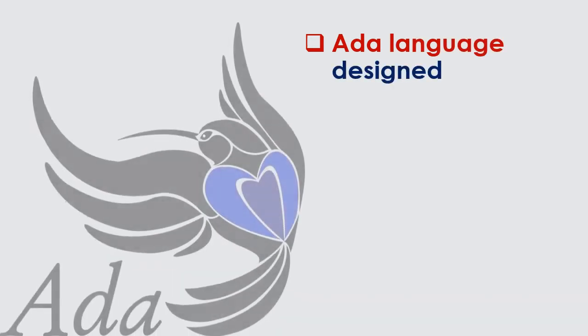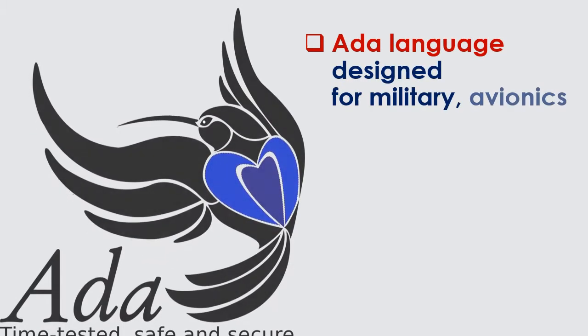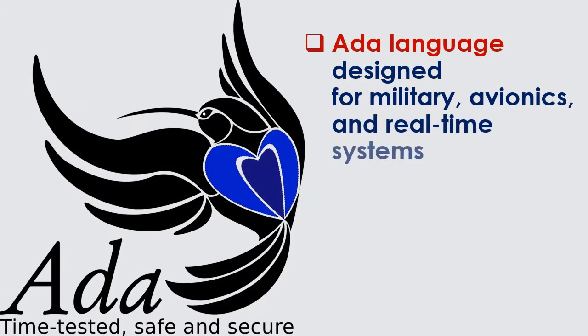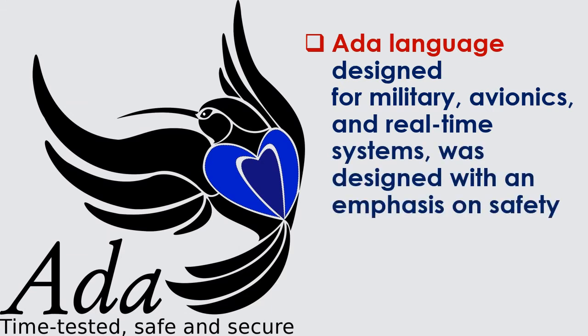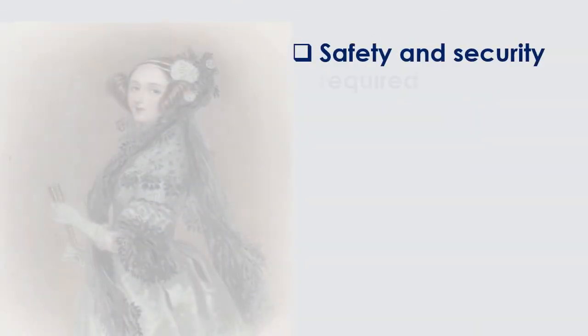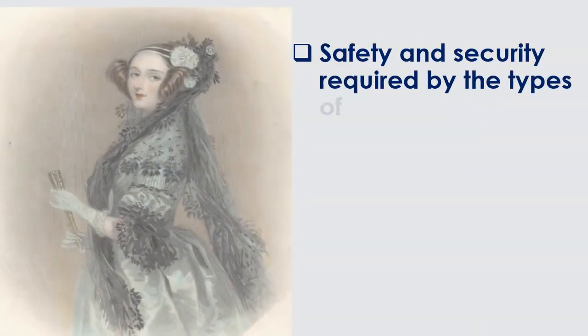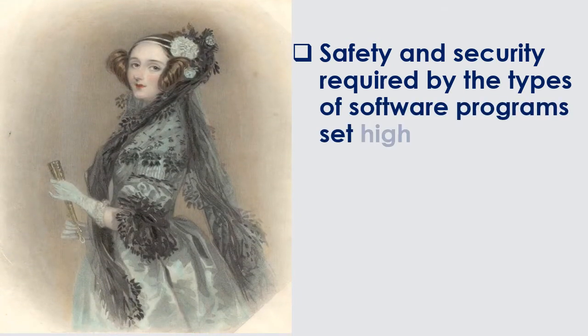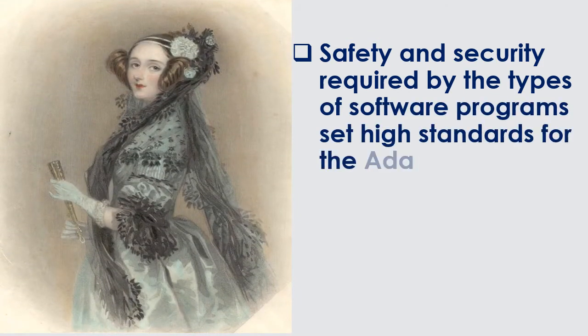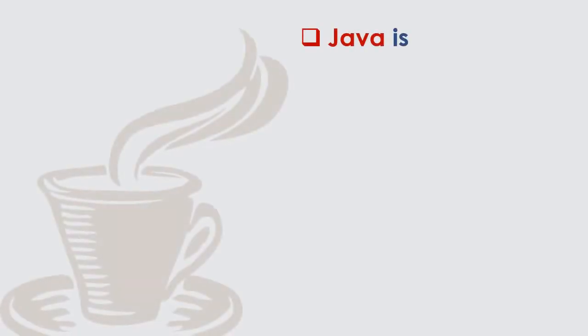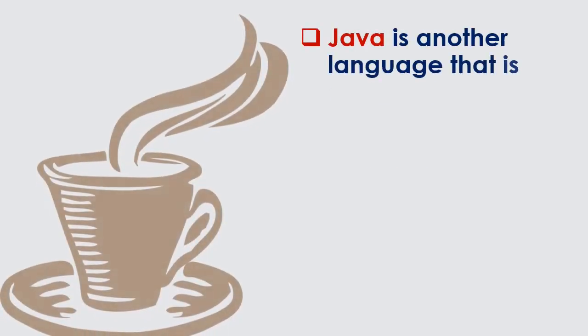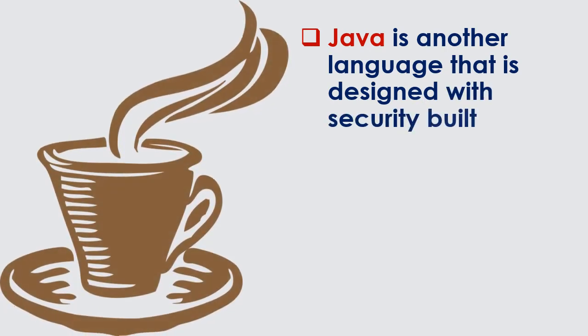The Ada language, designed for military, avionics, and real-time systems, was designed with an emphasis on safety and security. The safety and security required by the types of software programs set high standards for the Ada language. Java is another language that is designed with security built in.